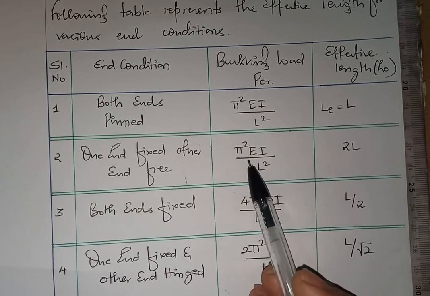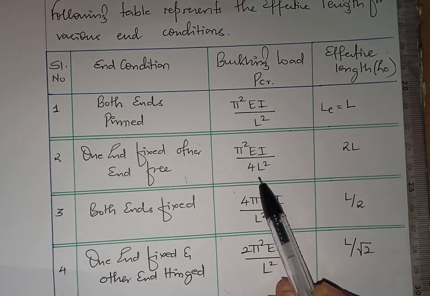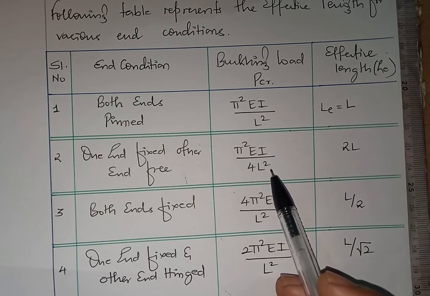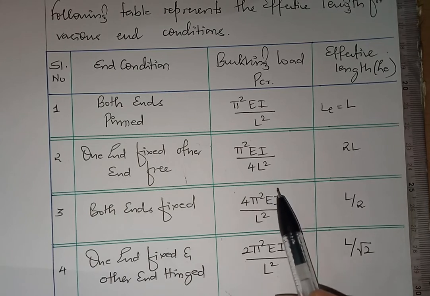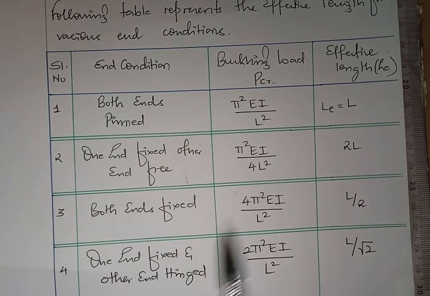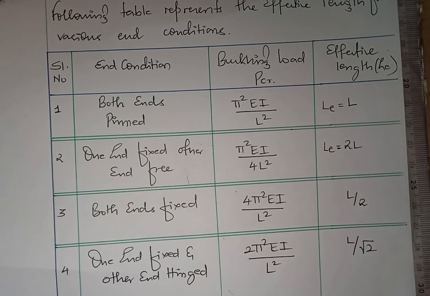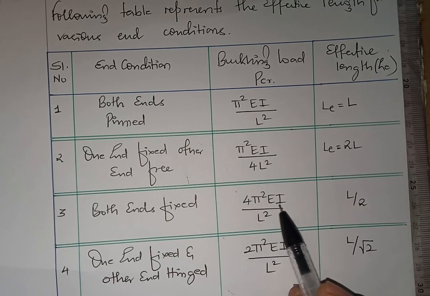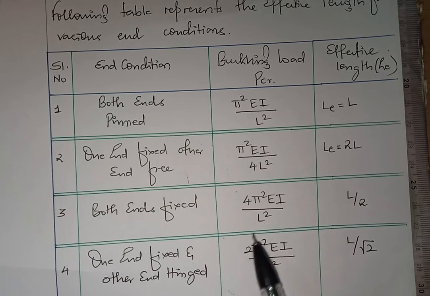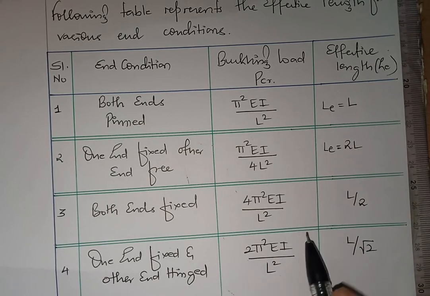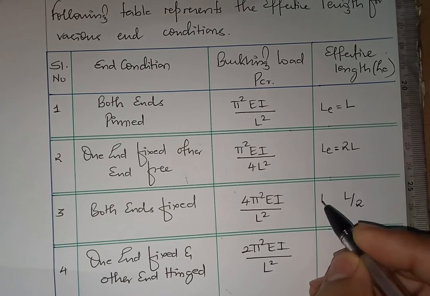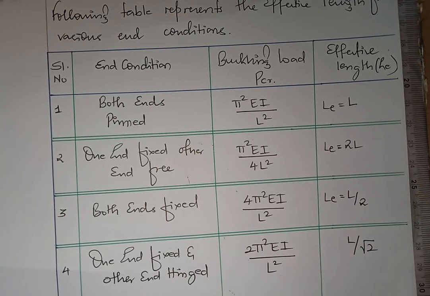Similarly, in the second case, pi square EI divided by 4L square, you compare with the generalized formula pi square EI divided by LE square, and find the relation between LE and L: LE is 2 times the length. Similarly, in the third case, where I am getting 4 pi square EI divided by L square, if you compare with pi square EI divided by LE square and find the relation between L and LE, then L effective is L by 2.